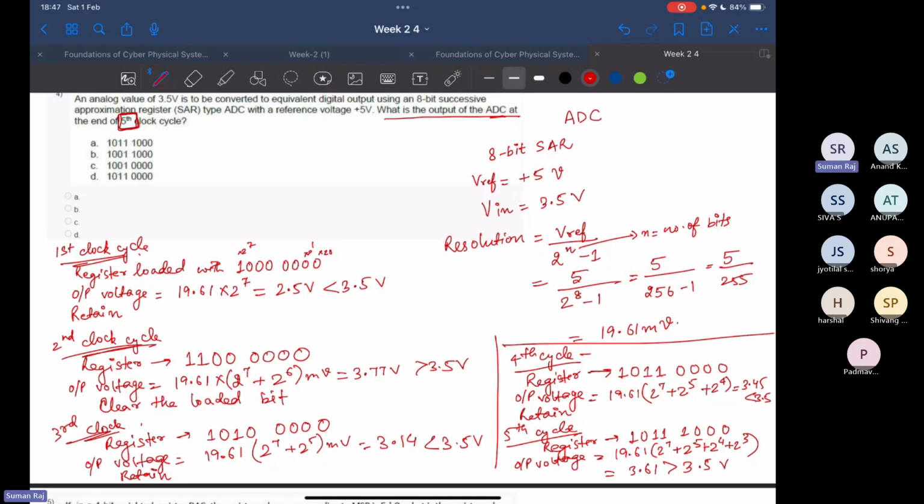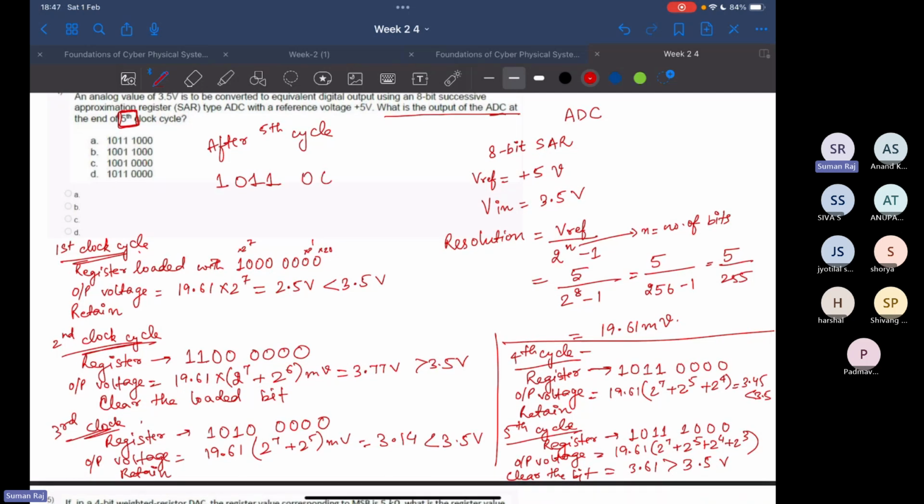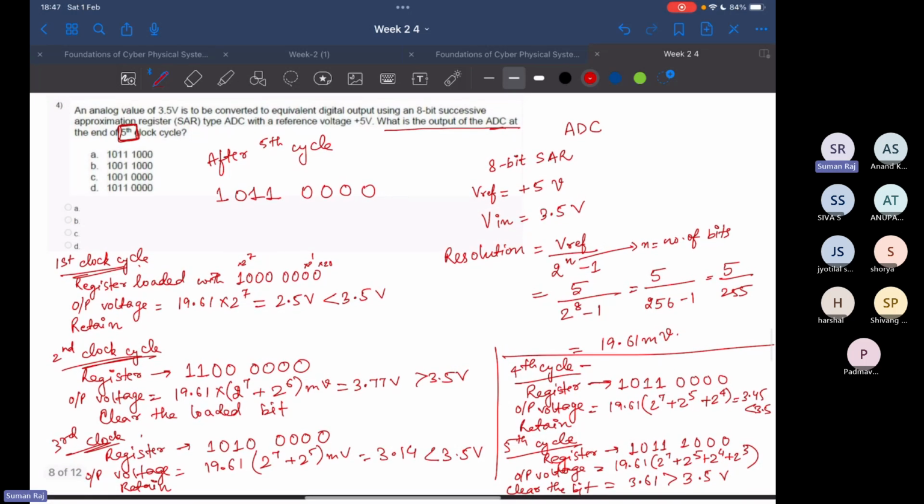So if it is greater, what do we do? We clear the bit. Okay, so after the fifth cycle, your values in the register are going to be 1011, but since you clear the fifth bit, it is going to be 0000. Is this correct? Let me know if this explanation is fine. Yes. Okay, great.